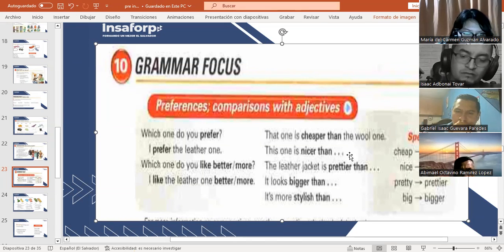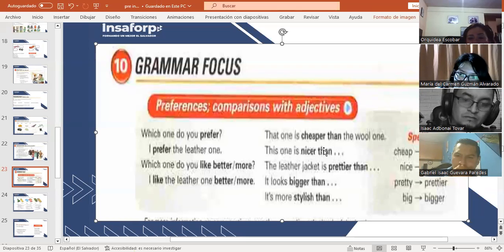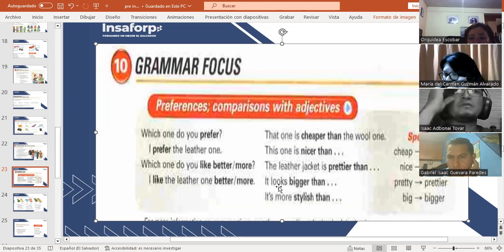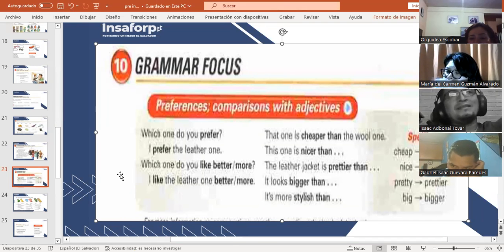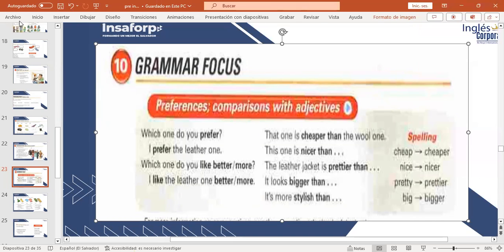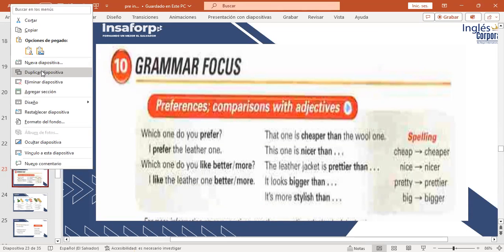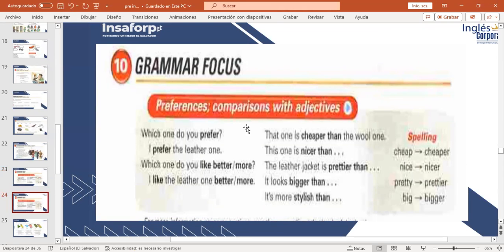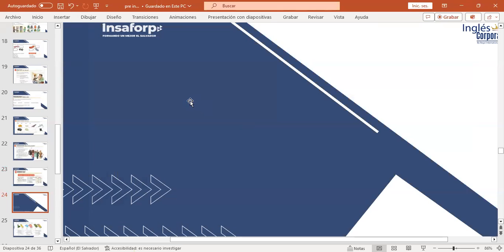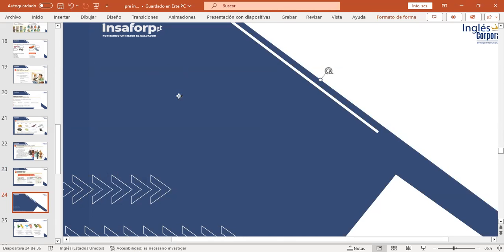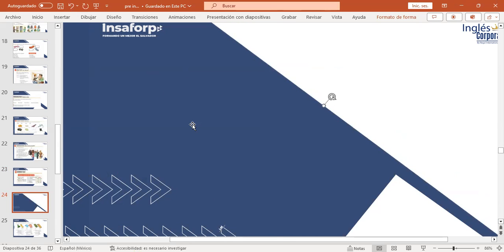This one is nicer than. Ahí usted va a completar, right? The leather jacket is prettier than. It looks bigger than. It's more stylish than. Ok, vamos a explicar algo. A ver si me dejan escribir, de hecho. Oh, no. We have problems here.